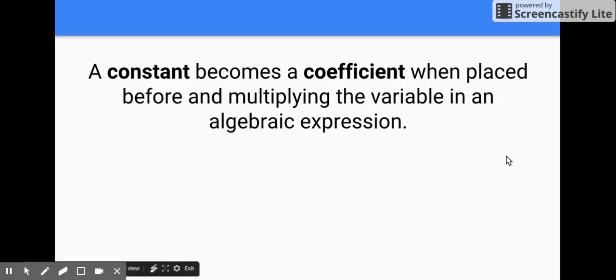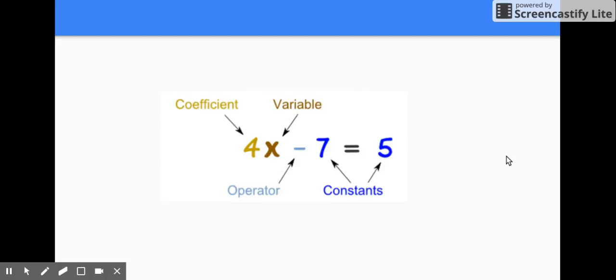A constant becomes a coefficient when placed before and multiplying the variable in an algebraic expression. So if you have a number 3, and you place it in front of a variable and make 3x, it becomes a coefficient. So here's just a little equation. 4x minus 7 equals 5. The coefficient of the variable is 4. 4 is the coefficient of x. And then 7 and 5 are both constants.